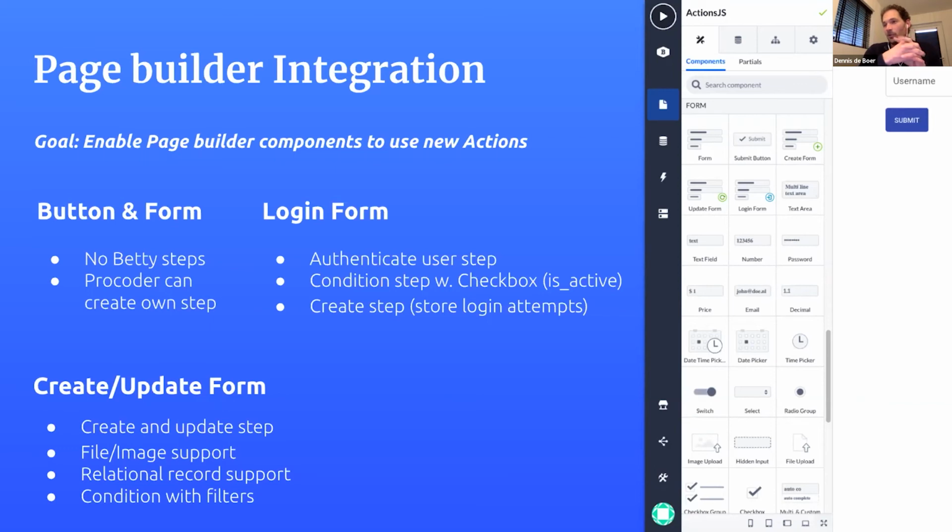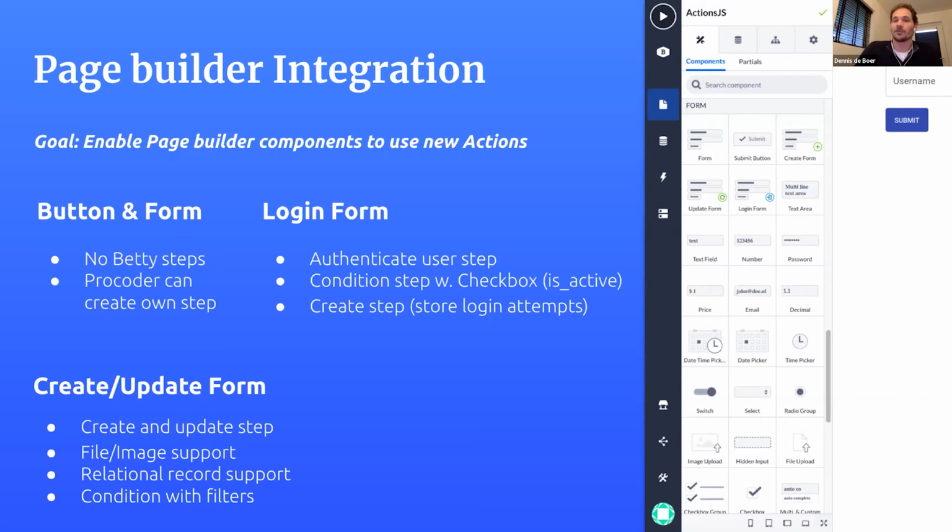After that, the login form gets focus, so the authenticate user step will be available to everybody, along with a condition step that is a little bit more extended. So you can evaluate if a checkbox or a Boolean value is true or false. Based on that value, you can execute a different branch of steps. A simple create step is also being exposed to everybody, and it allows you to, for example, store your login attempts. So you can build an audit trail of when people are logging in, for example.